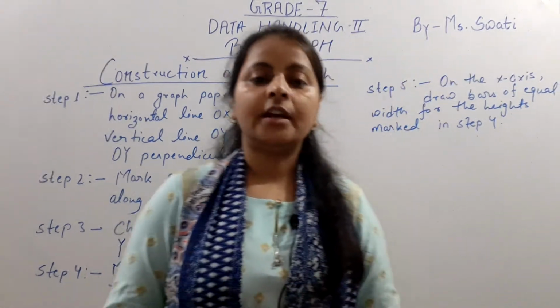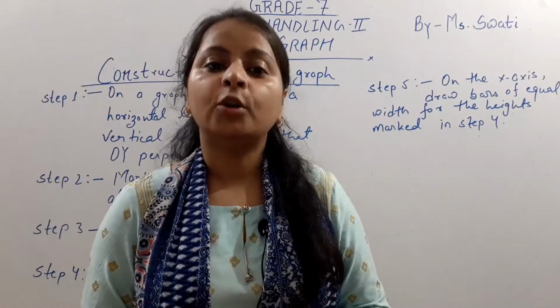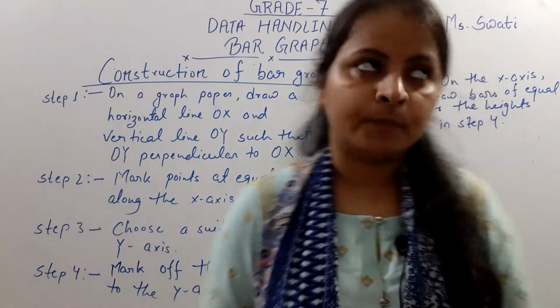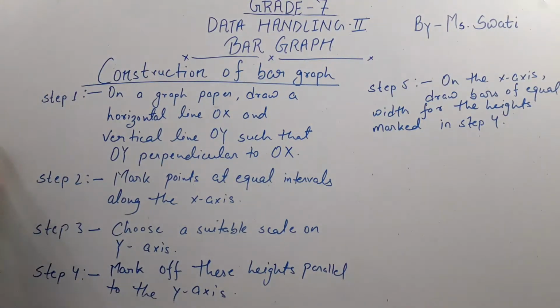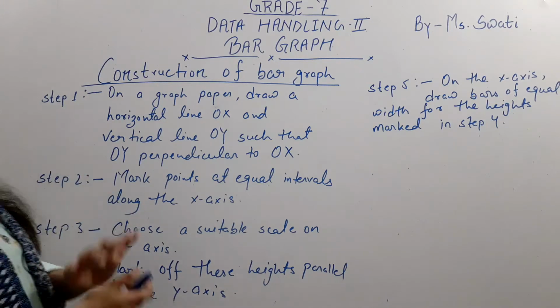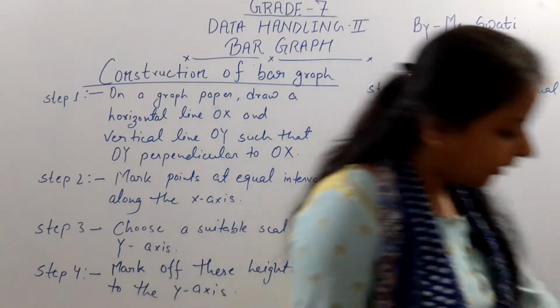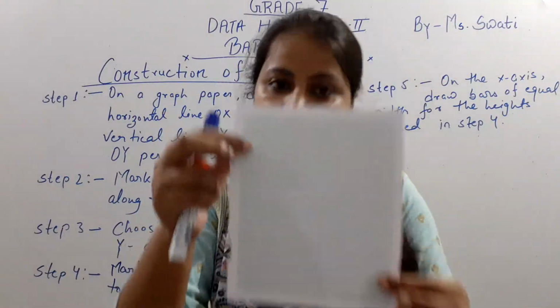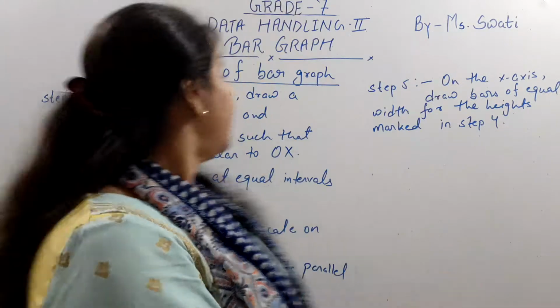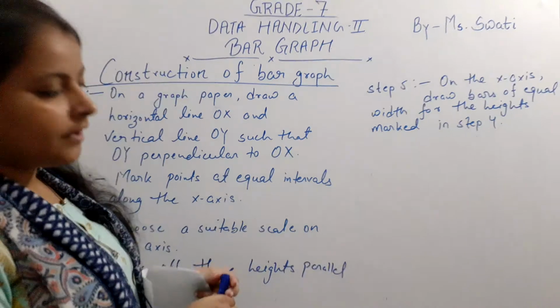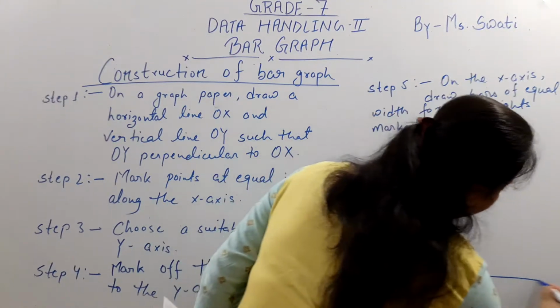Students, while constructing a bar graph, first we have to follow some steps. So first we see what steps we have to follow. The first step is, on a graph paper, draw a horizontal line OX and a vertical line OY such that OY is perpendicular to OX. I am plotting the bar graph here, but you have to plot the bar graph on a graph paper. First we have to draw a horizontal line OX.